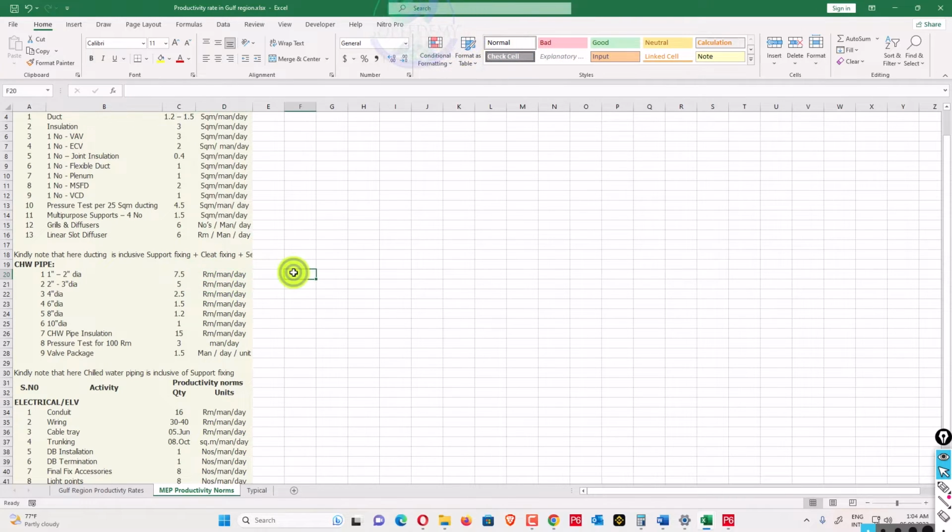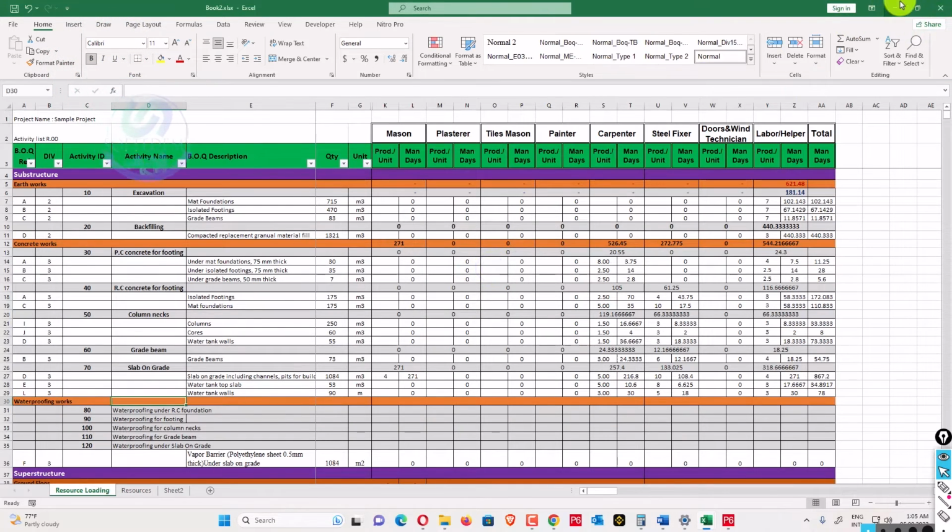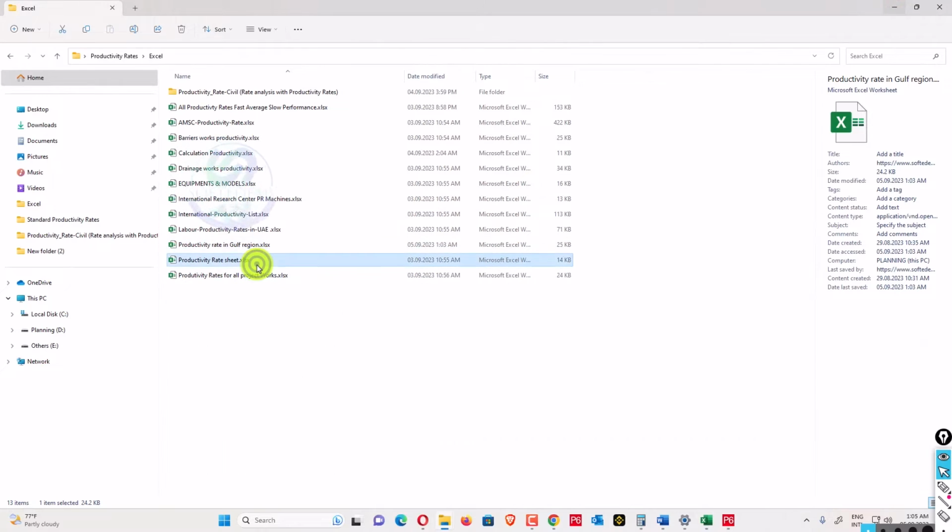If we have a quantity of 15, we will divide it by 7.5. It will be divided here, not multiplied. So this one is also completed. I will go to the next one. So what is the next one? We have the productivity sheet. I will open that one and we'll see what is in it.